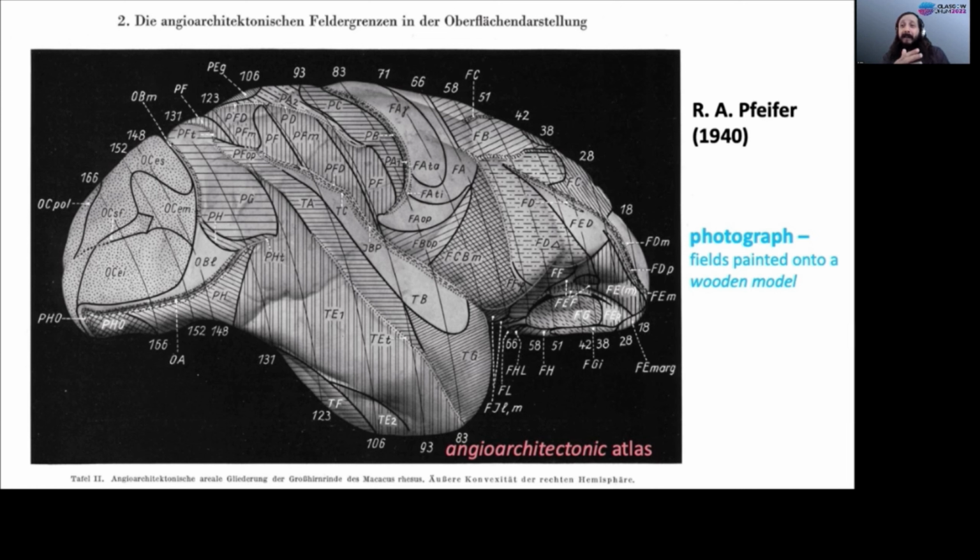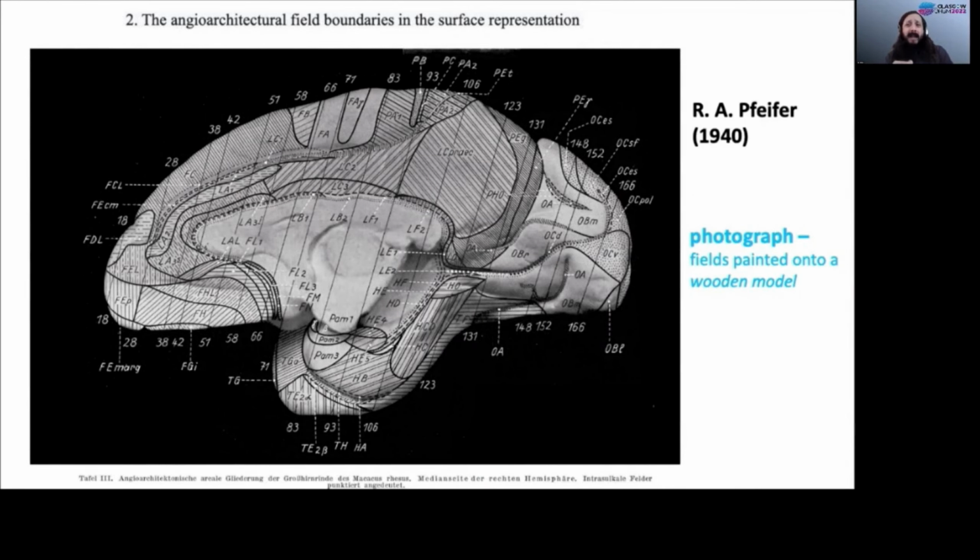So here you can see a photograph of the angioarchitectonic fields painted onto a wooden model of the macaque cerebral cortex in lateral and medial views. Now, many of the cortical areas of Brodmann are also seen in this angioarchitectonic atlas. So this tells us also that there's a close relationship between functional brain regions and their microvasculature.